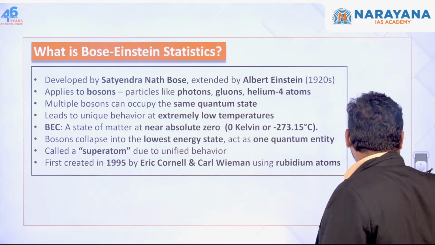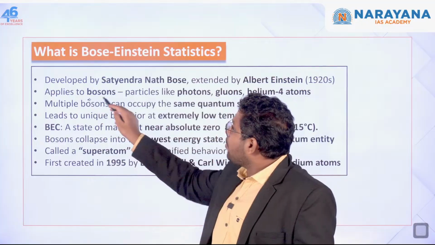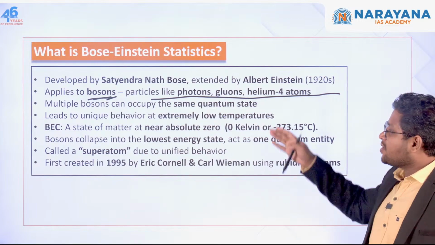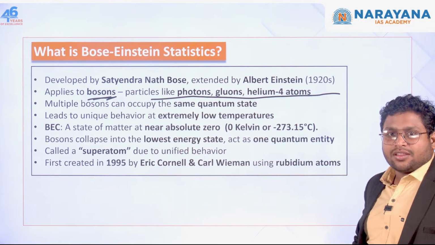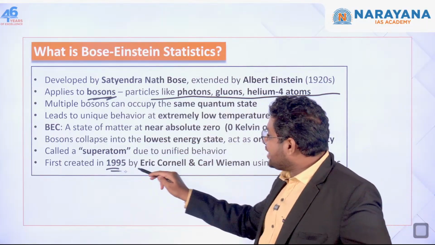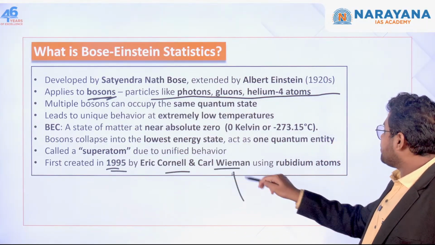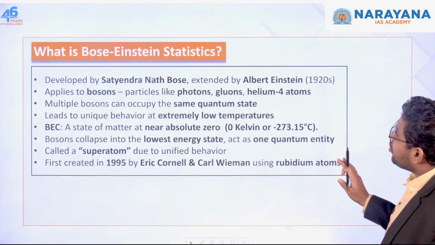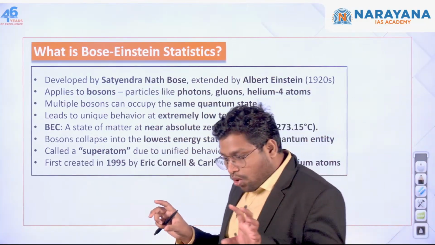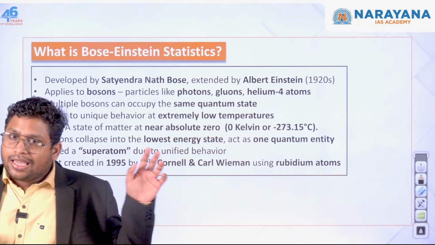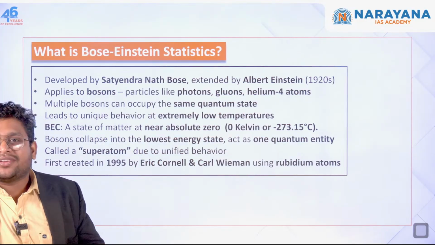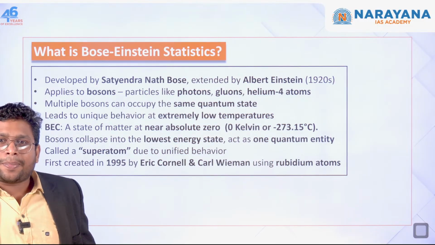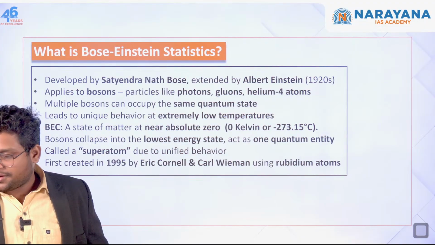And all such particles wherein this is happening are called bosons. Particles like photons, gluons, helium-4 atoms, there you observe such phenomena taking place. Now, for the first time, such a thing was created in the year 1995 by Eric Cornell and Carl Wieman using rubidium atoms. This is what we know about this, and the framework of all these things was given by Bose. That's the reason we have named this state of matter with his name, Bose, and then Einstein also, and he provided that framework for it.